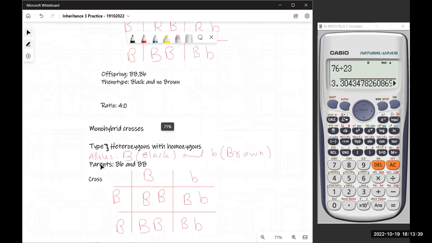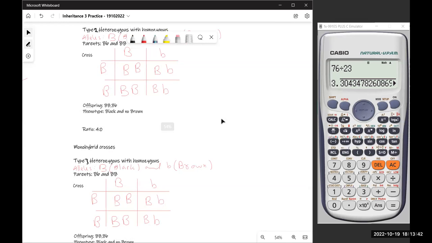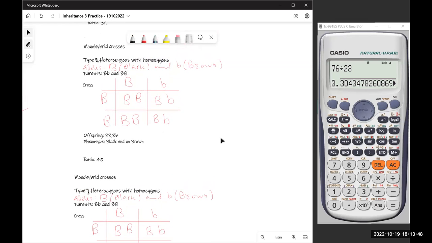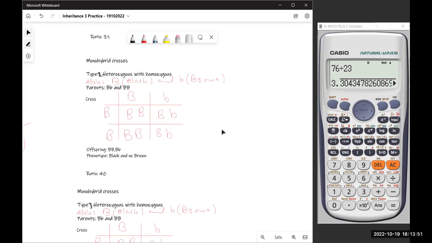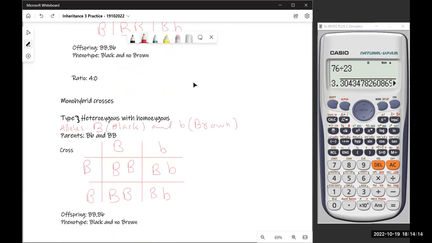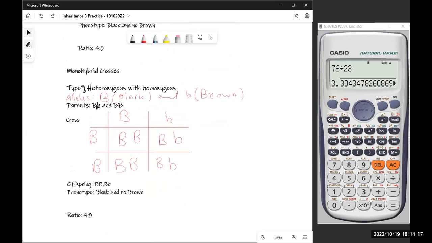Sir, I have a question. Ask me. Why did we write 4:0 when we could have written 2:2 or 1:1? Which one, the ratio of both? Because there is no brown here. Because both of them are black. All of them are black, right? There's no brown. Oh, okay. So to have brown, we must have small b, small b. Since all of these have capital B, they are going to be black. Now, in the last case, we have, let's say, just a second.